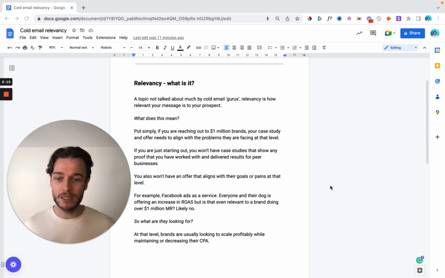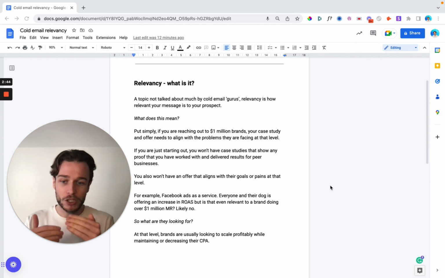Well, typically brands at that level are looking to actually scale profitably while maintaining or decreasing their cost per acquisition. If they're at $1 million a month and they want to hit 10 million a month, then they have to find a way of getting there without burning an incredible amount of cash, remaining efficient, and reducing that first-time cost per acquisition. Because if they can do that, then they can increase their lifetime value and they can have a much more profitable business. So this is an offer that's relevant to brands that are at that level.